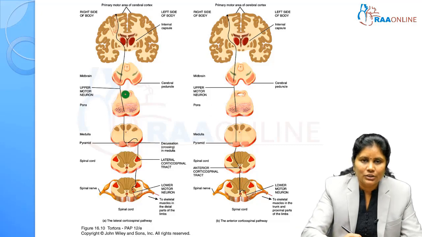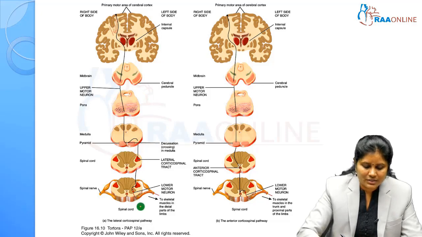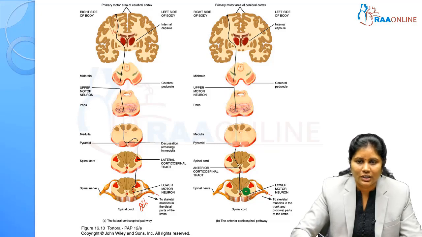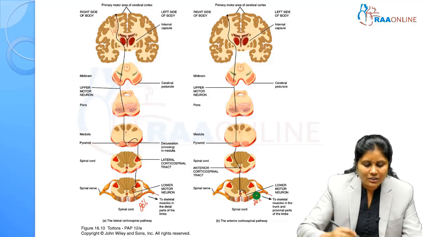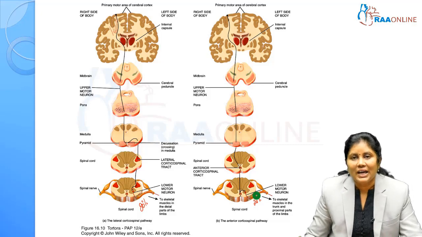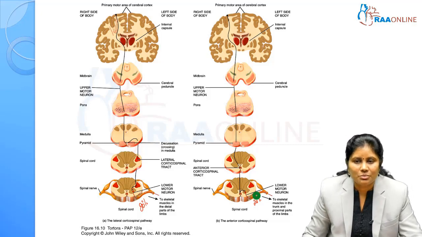So 80% of the fibers cross to the opposite side and form the lateral corticospinal pathway. Whereas 20% of the fibers do not cross in the medulla and travel in the same direction. They cross only at the level of termination in the anterior grey horns. So this forms the 20% of the fibers. The lateral corticospinal tract supplies the muscles in the distal parts of the limbs, whereas the anterior corticospinal tract supplies the proximal parts of the limbs.